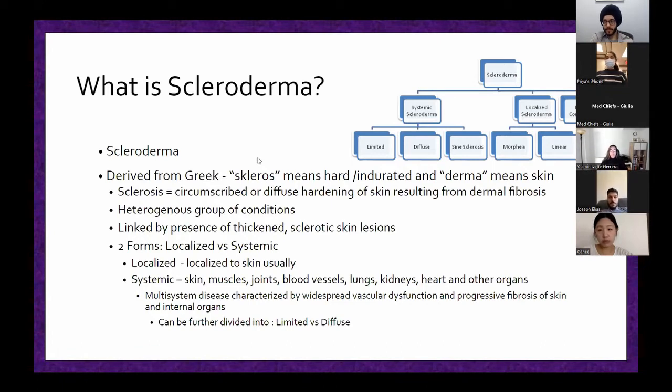There are two general categories when you're studying for the boards. One is localized, the other is systemic. Localized is limited to the skin usually, whereas systemic can involve skin, muscles, joints, blood vessels, lungs, kidneys, heart, like I said, any other organ system. And the characteristic pathophysiology of scleroderma is widespread vascular dysfunction and progressive fibrosis of the organs and the skin.